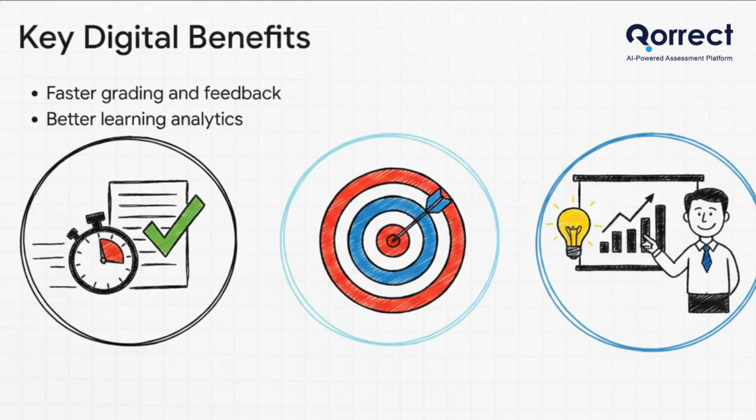Just imagine drastically cutting down faculty grading time because objective questions are evaluated automatically. We are talking about lightning-fast grading and feedback, practically eliminating those pesky human grading errors and unlocking some seriously powerful learning analytics. You can standardize the whole evaluation process across entire departments. That ensures total fairness for the students. And it frees up your faculty to do what they actually love doing, teaching.